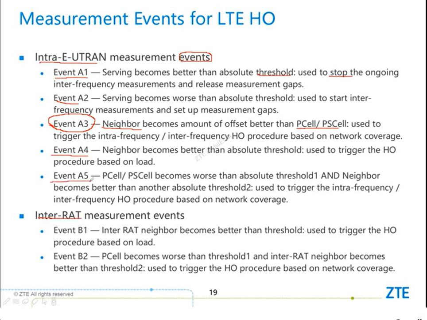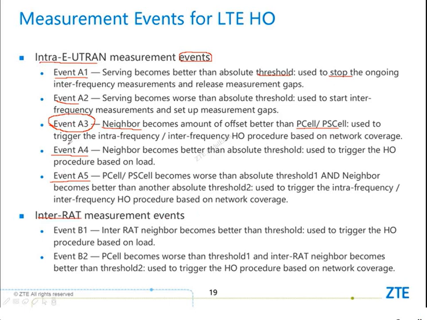Okay, and event A5. This means first, my serving cell quality should be lower than a threshold, and the neighboring cell quality should be higher than a threshold. If these two conditions are both satisfied, the UE will be handed over. So for A5, triggering handover is not easy, right? So normally we are using A3 because A3 can trigger handover fast.